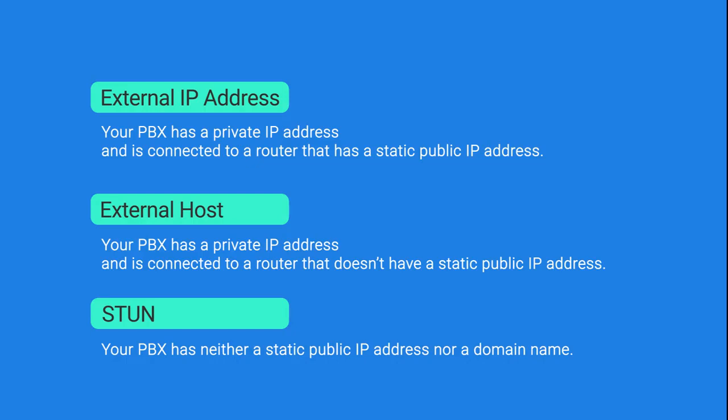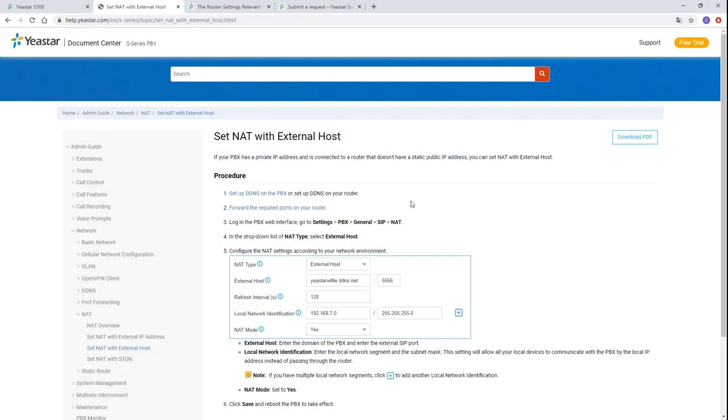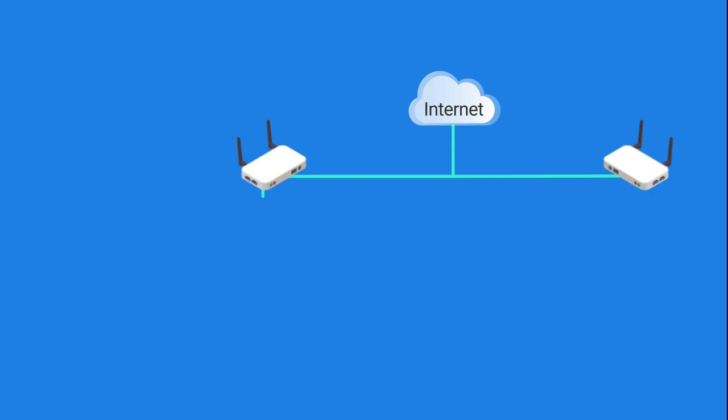We're supposed to select one type to configure NAT according to our network environment. Well, in this video, I will show you guys how to configure the type of external IP address. If you want to know more about the other two types, please check our document center. Say, we're going to take this scenario as an example.